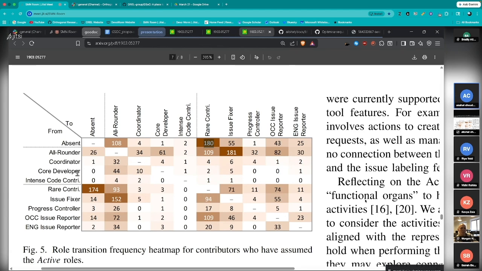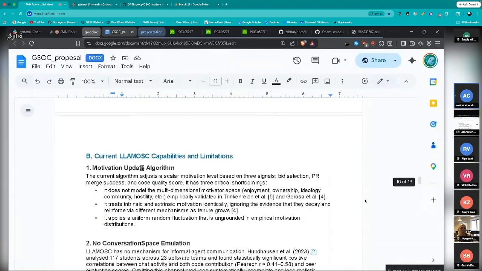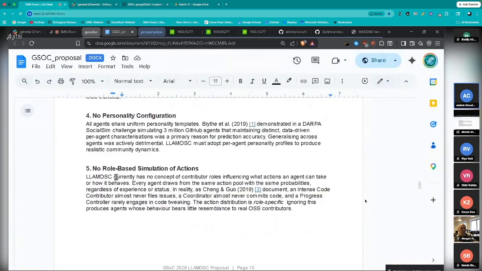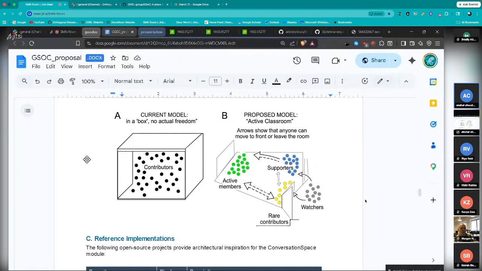So I'd like to model this to be more dynamic. We would like to give one agent the freedom to leave or to join a project. I have talked about this later. Now I am skimming this through a bit, but here's the diagram I have made. The current model is like this. We are essentially keeping them in a box. They can't leave or they can't join.